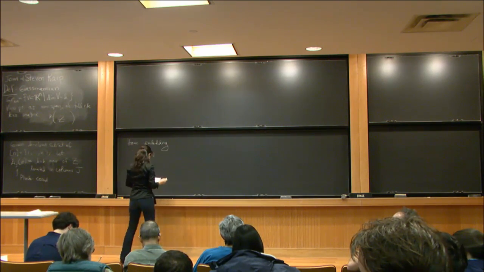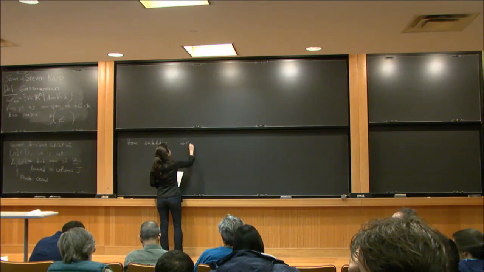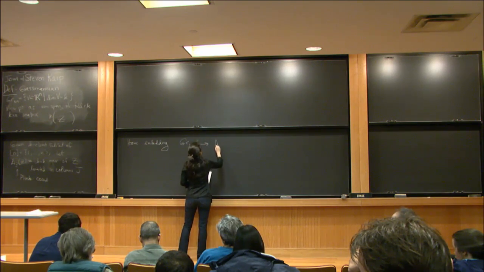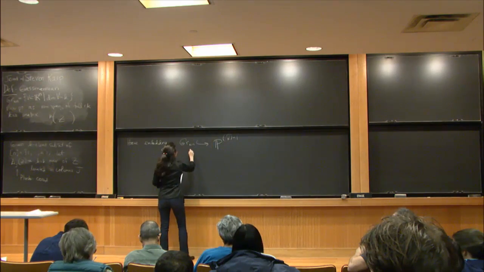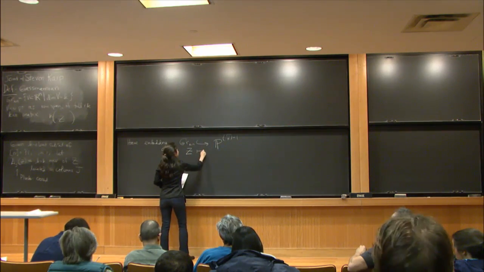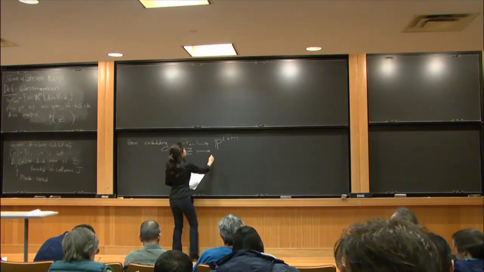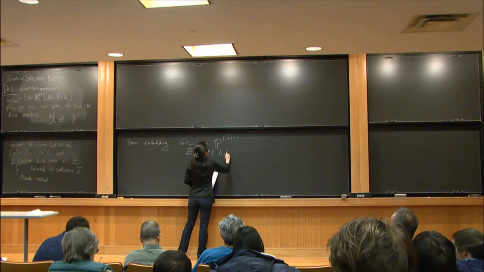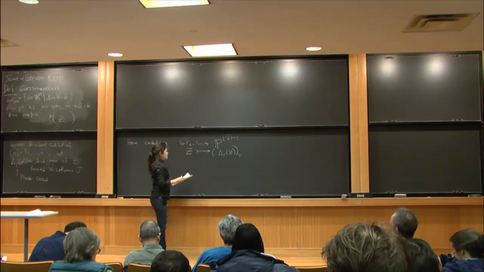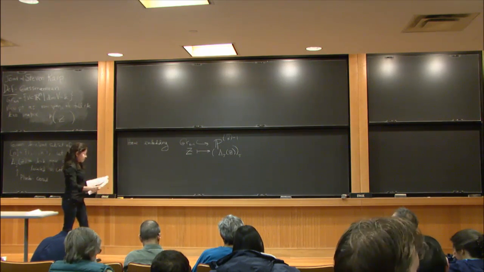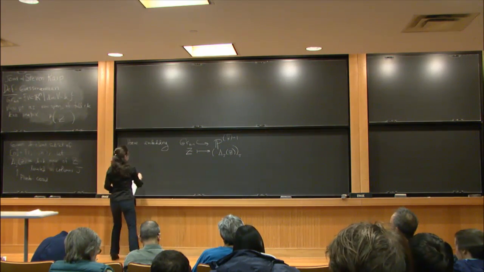So this gives us the Plücker embedding into projective space of dimension n choose k minus 1, where we send our matrix to the collection of all Plücker coordinates.